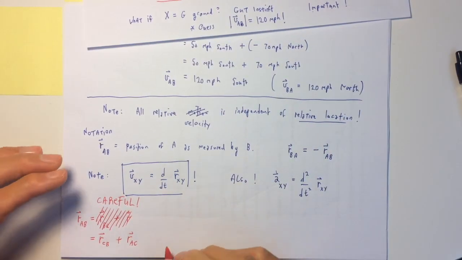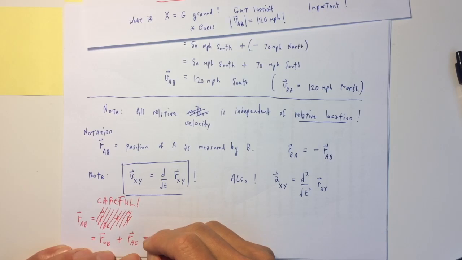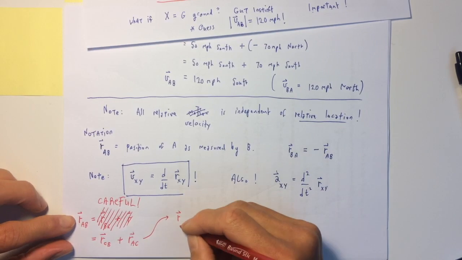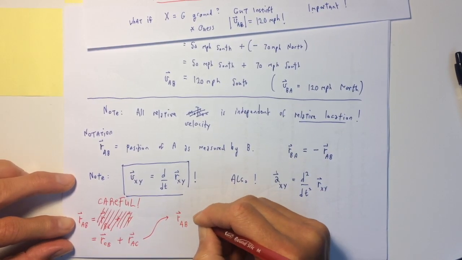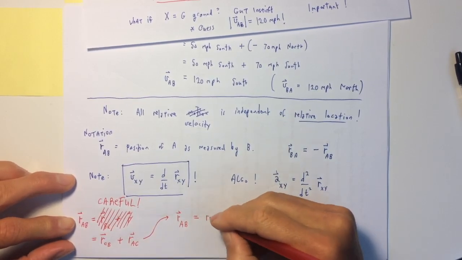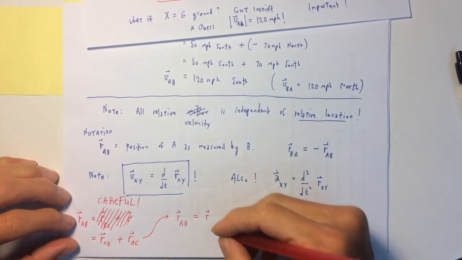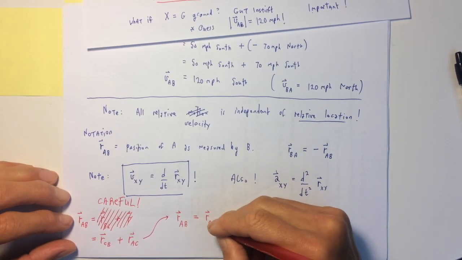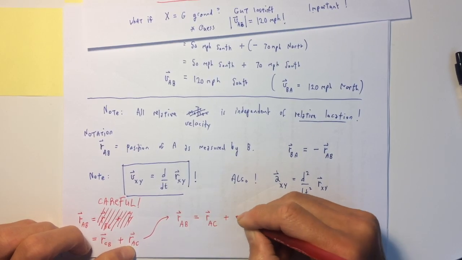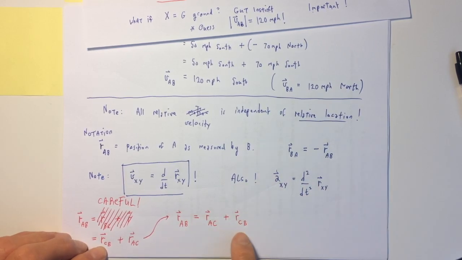Okay, so I just made that mistake in front of you. So let's rewrite this. The position of A relative to B is equal to the position of A relative to C plus the position of C relative to B. I'm just going to switch the order. It doesn't matter, right, which one you add first.